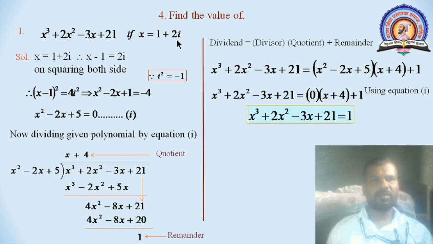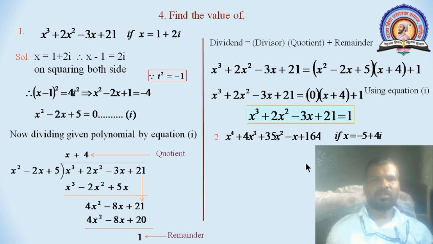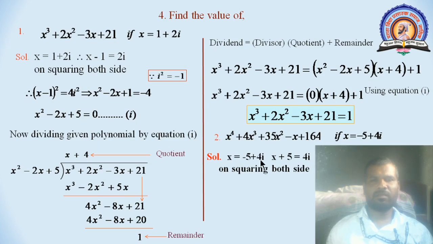Now next, the second example is: find the value of x raised to 4 plus 4x cube plus 35x square minus x plus 164 if x is equal to minus 5 plus 4i. In a similar manner, we take x is equal to minus 5 plus 4i, transfer the real part to the LHS, get x plus 5 is equal to 4i, and squaring, we get the quadratic equation x square plus 10x plus 41 is equal to 0.